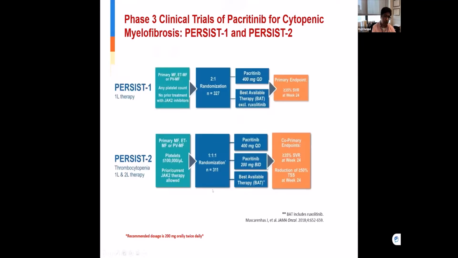pacritinib, which also was studied in patients either who have never been treated before or people who have been treated before. But the difference with pacritinib is that it was studied selectively in patients who have low platelets. So the PERSIST-2 study in particular looked at patients with under 100,000 platelets. And in more recent studies of pacritinib, the platelet count of less than 50,000 has been looked at. And that is an unmet need because both fedratinib and ruxolitinib are not approved for patients with a platelet count of under 50, which is a very challenging scenario.